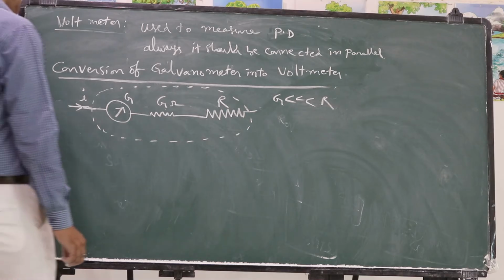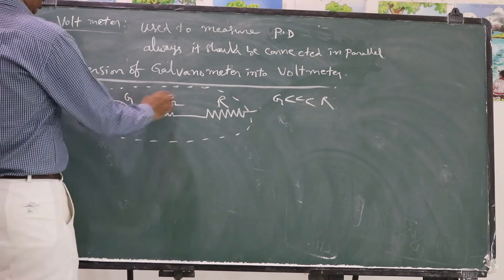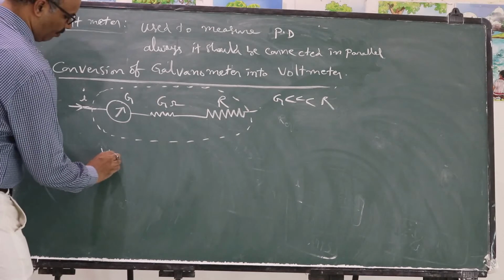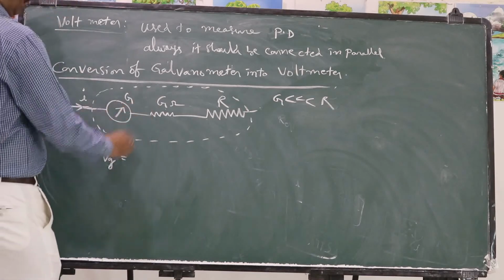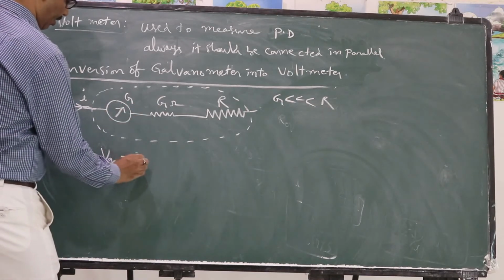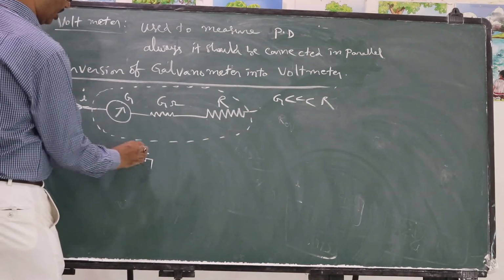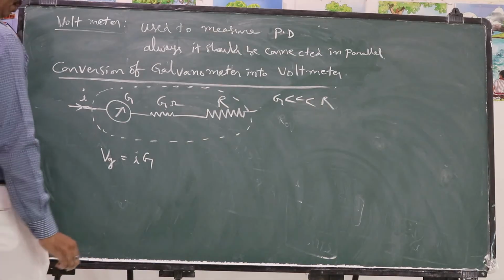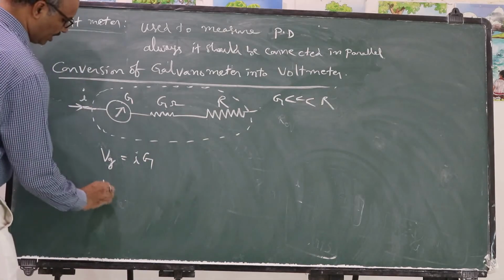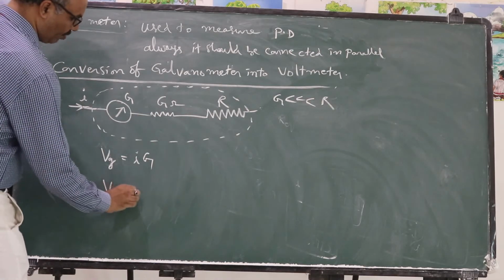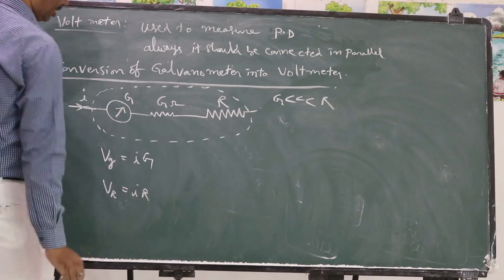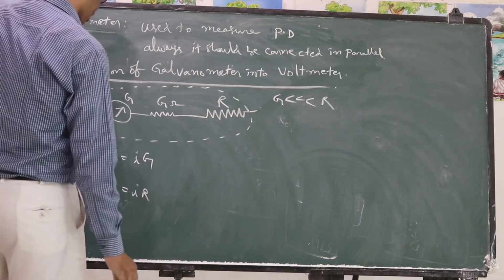Now, if the current is going like this, voltage across the galvanometer is nothing but Vg is equal to IG. I is the strength of current passing, G is the resistance here. Voltage across the resistor is given by IR.